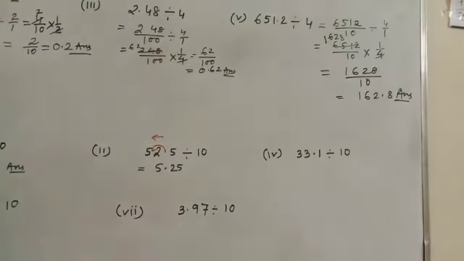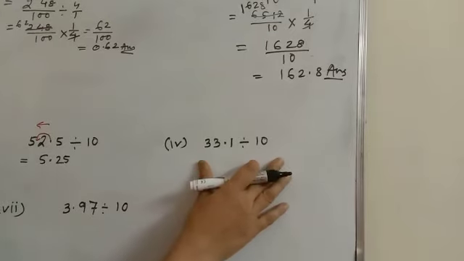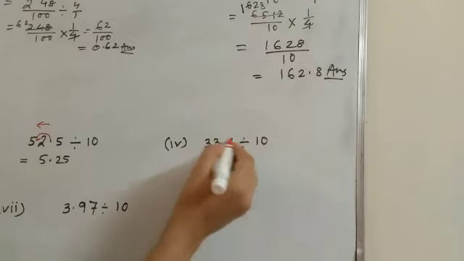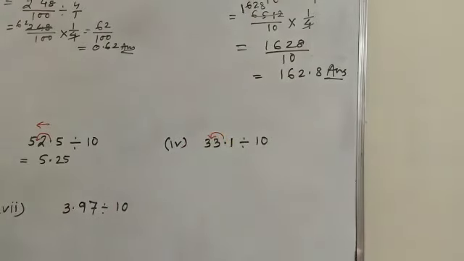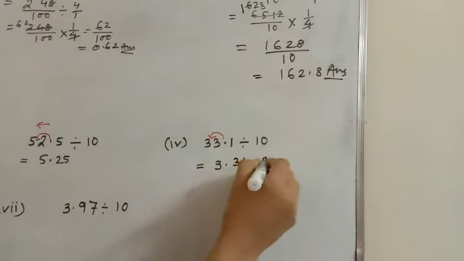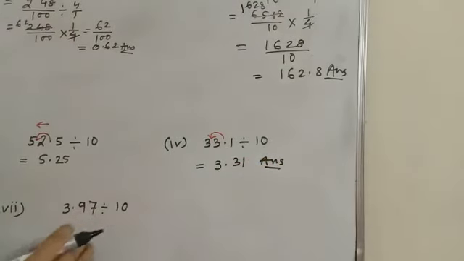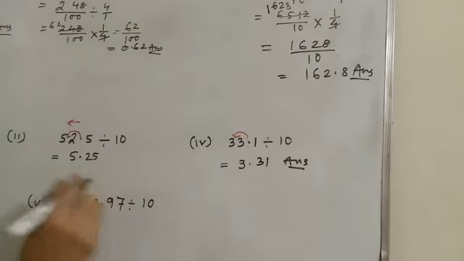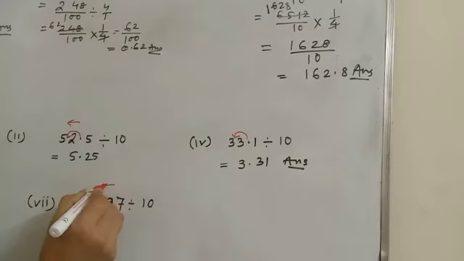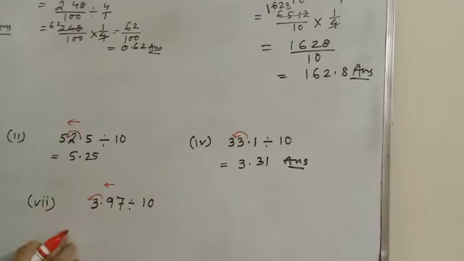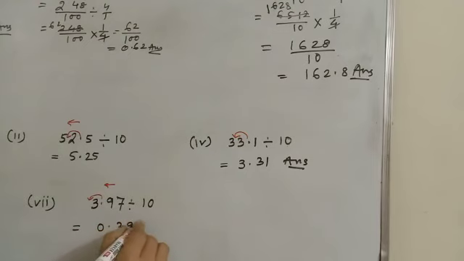In the same way you will divide this one also, and as you are dividing it by 10, the decimal point will move here. The result will become 3.31. Next sum, if you do this one, again you are dividing it by 10, and the decimal point will move to the left side, 1 place as it is 10, so it will come here in front of 3, so the result will become 0.397.